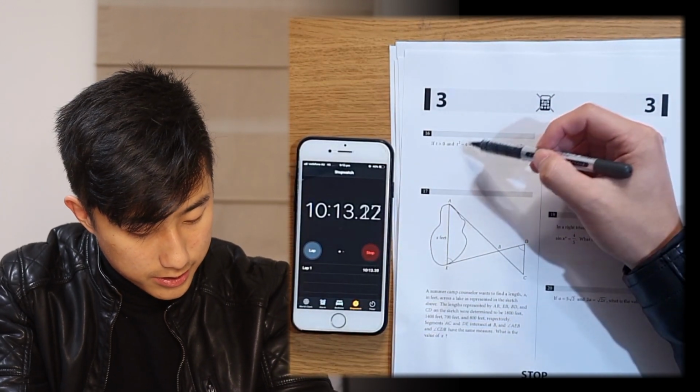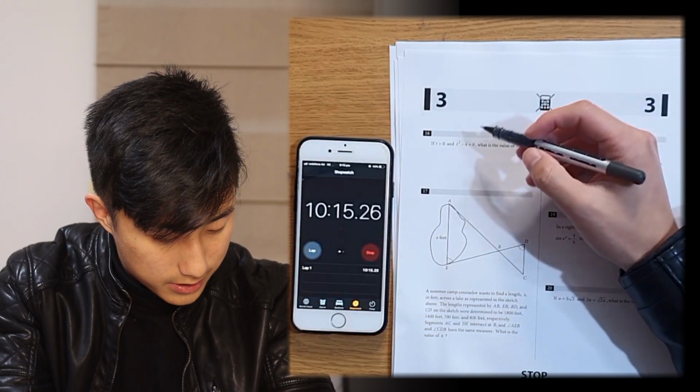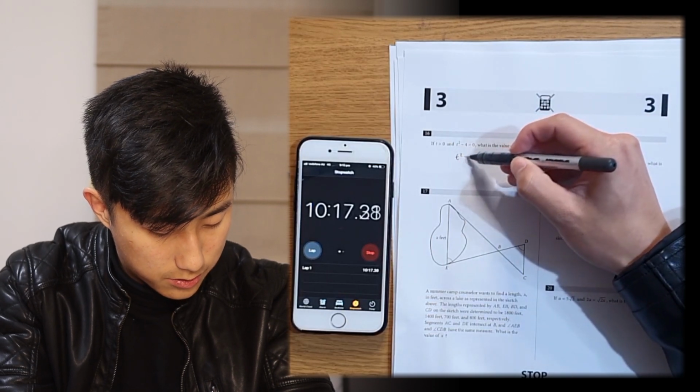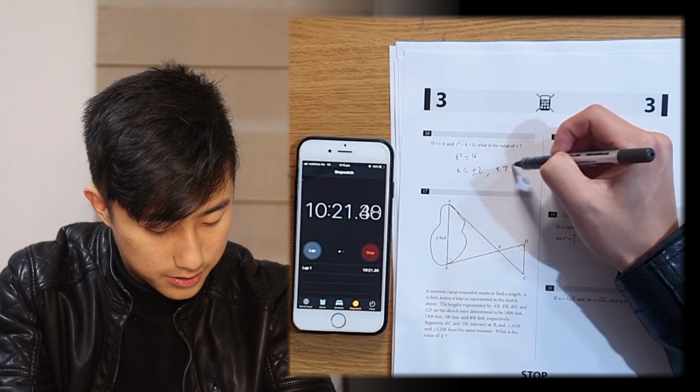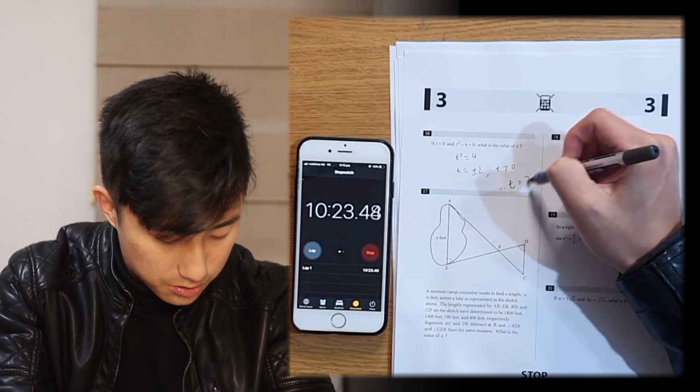If t is greater than 0, t squared minus 4 is 0. What is the value of t? T is greater than 0, then t squared equals 4, t equals plus or minus 2, t greater than 0, so therefore t equals 2.